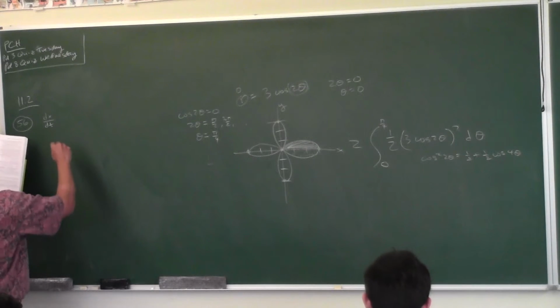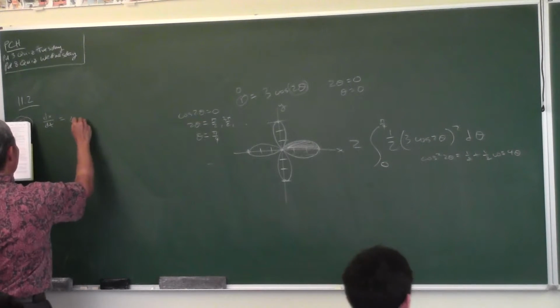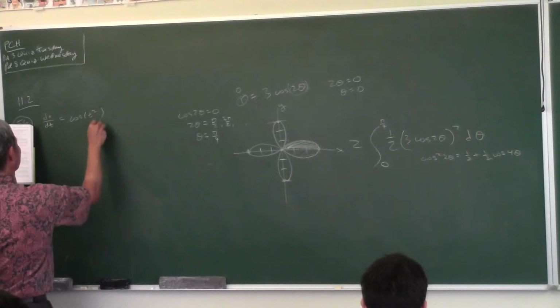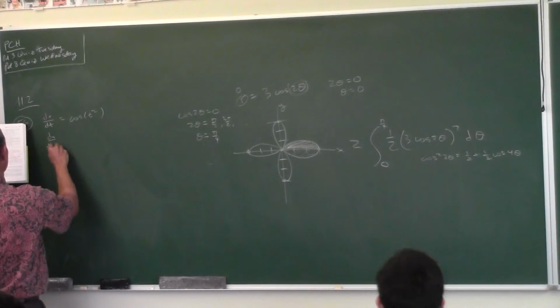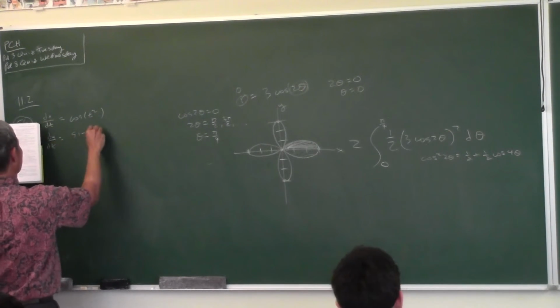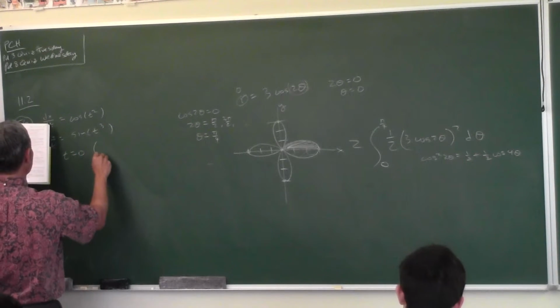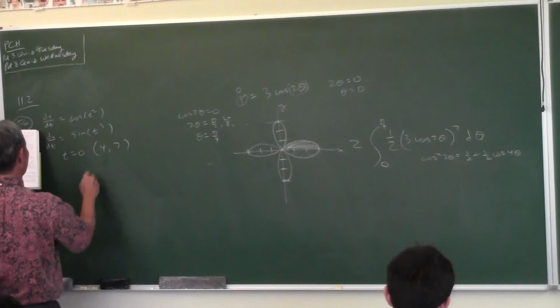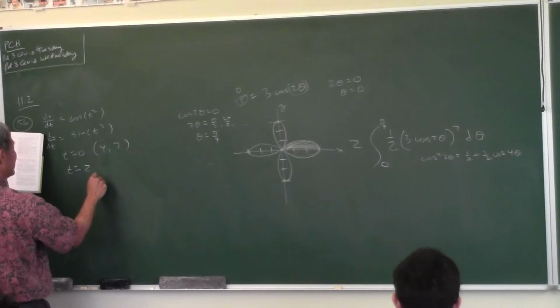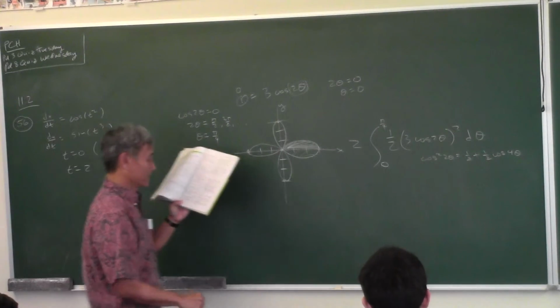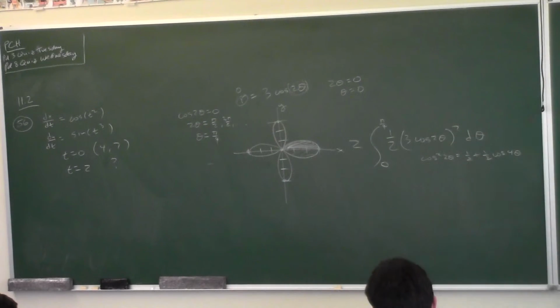dx/dt is cosine of t squared. dy/dt is equal to sine of t cubed. It's the multiple choice. At time equals 0, the initial position is (4, 7). Where is the particle at t equals 2? Question mark. And this is multiple choice.